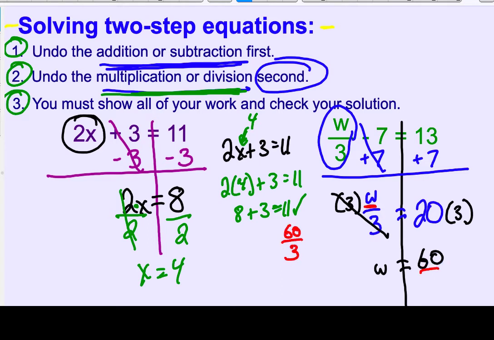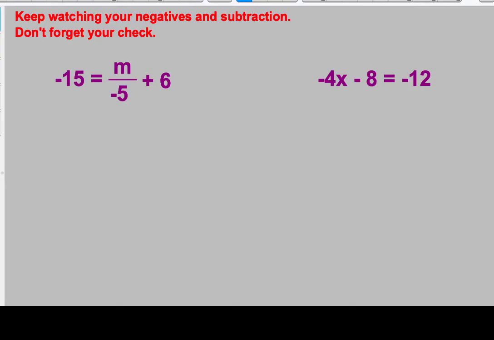So 60 divided by 3 minus 7. 60 divided by 3 is 20. 20 minus 7 is 13. That's what I wanted. So I know I did it correctly. So I'm just using my skills, but I'm kind of doing it one step at a time.